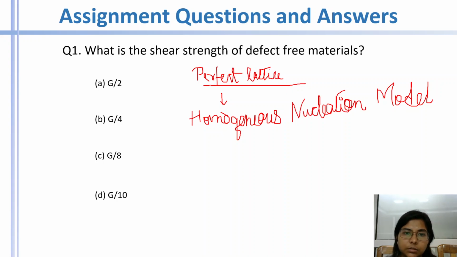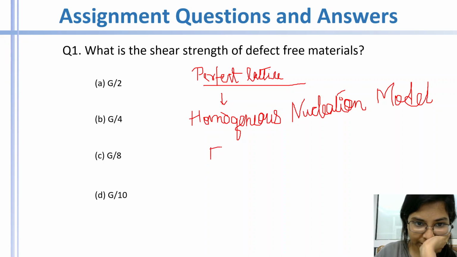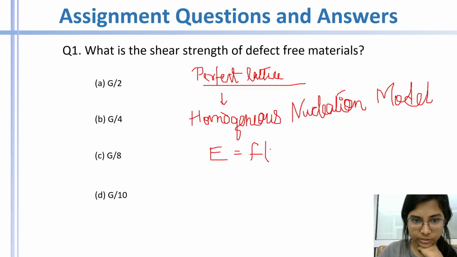So if there is a perfect lattice, then we consider the homogeneous nucleation model. So we have this big equation, right? Do we go into the details of the equation? Basically we have the energy required to create the dislocation. It is a function of the radius r minus some function of the radius r square.